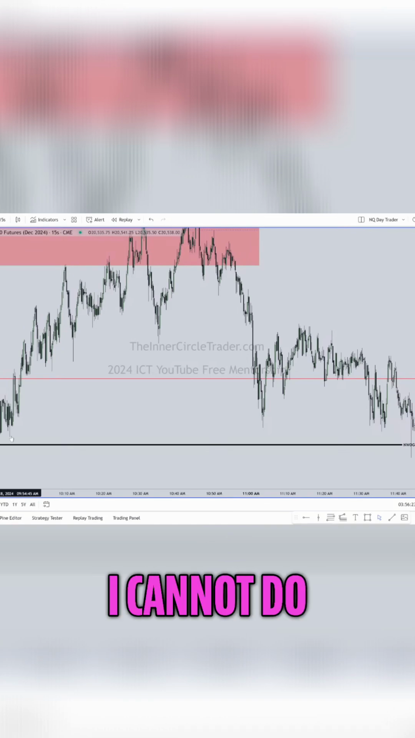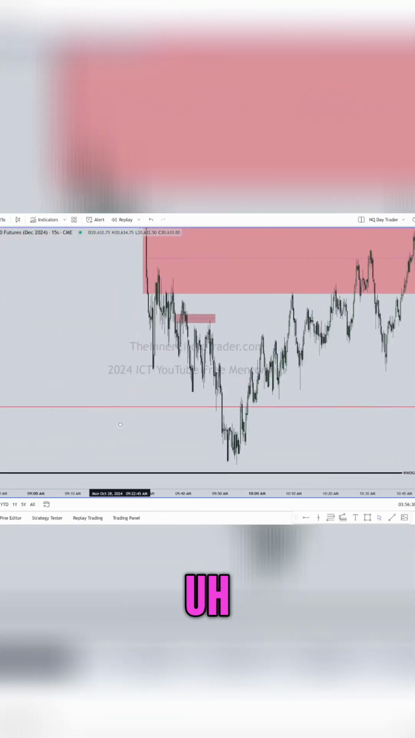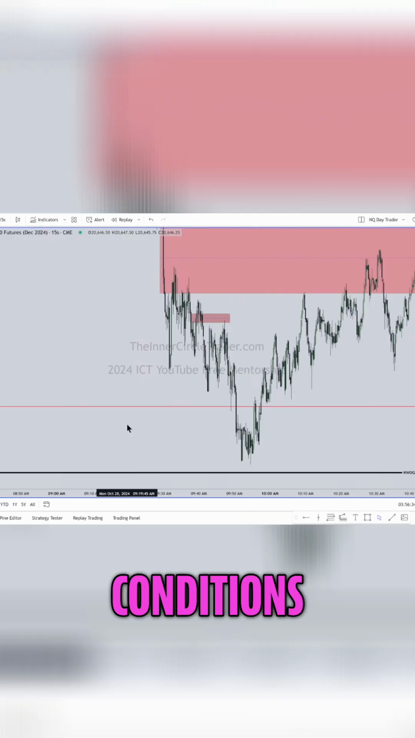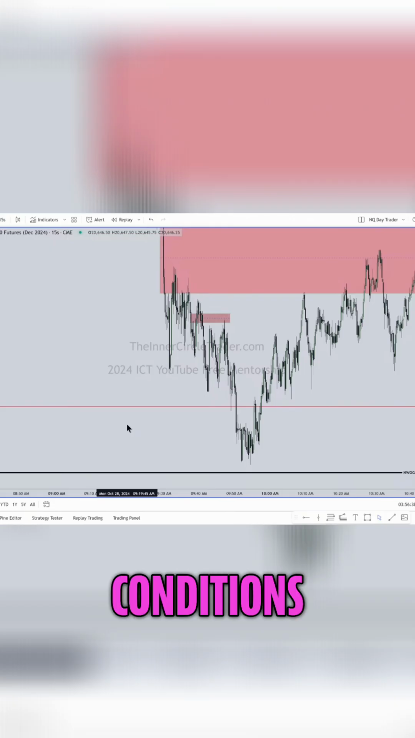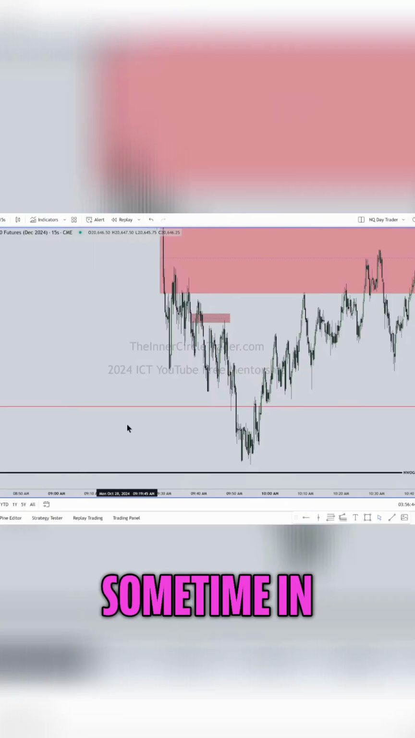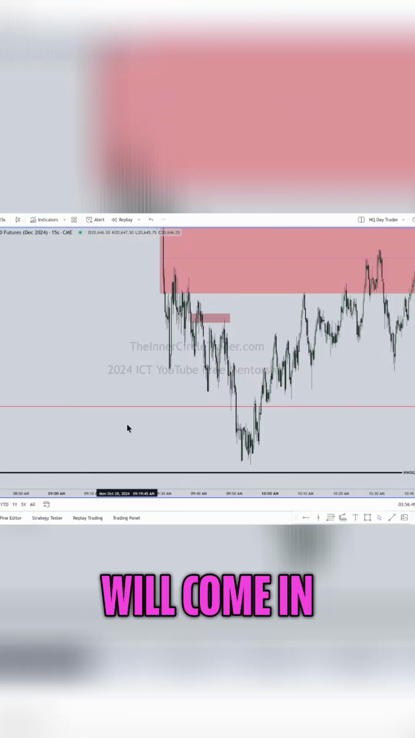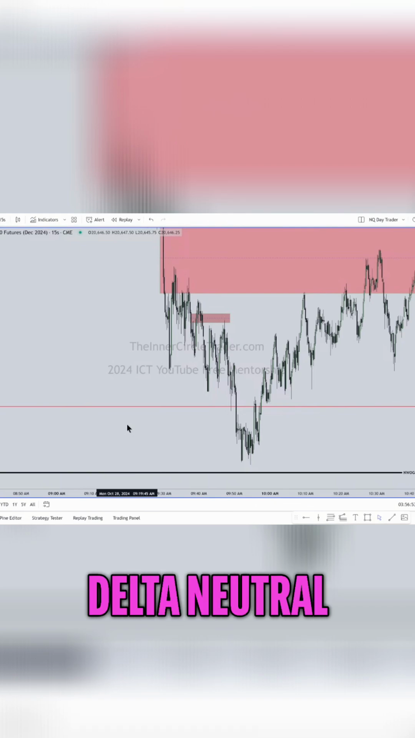I cannot do, listen to me now, I cannot do the Mr. Wizard's world of stop loss placement in high resistance liquidity run conditions. Not to the same degree that I do with low resistance liquidity run conditions, because high resistance is already indicating that there's probably going to be an opportunity sometime in that day or that session that manual intervention will come in. That means the real market makers, not the dealers that go out there and try to stay delta neutral.